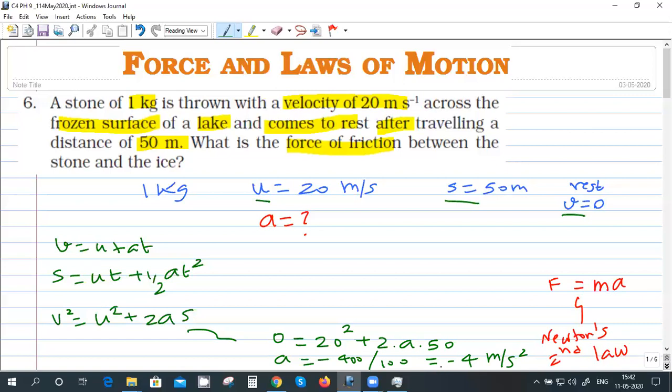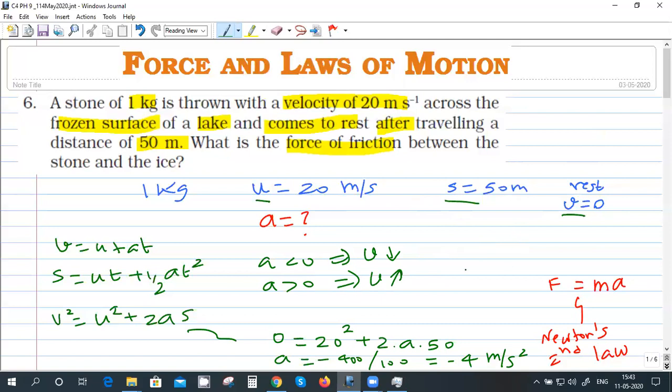And why is the sign minus here? What is the significance? It means it's deceleration, because velocity is decreasing, right? So velocity decreasing means there is deceleration. A less than 0 means velocity is decreasing. A greater than 0 means velocity is increasing. Here velocity is decreasing, 20 to 0. That is why it's negative.